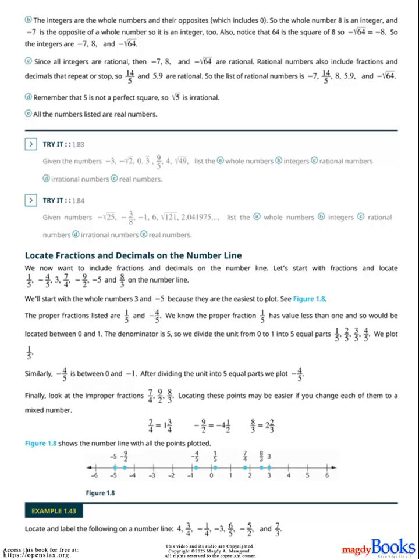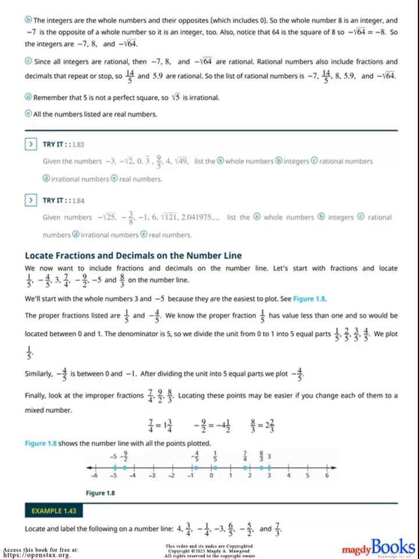1.4.7. Locate fractions and decimals on the number line. We now want to include fractions and decimals on the number line. Let's start with fractions and locate 1/5, -4/5, 3, 7/4, -9/2, -5, and 8/3 on the number line. We'll start with the whole numbers 3 and -5 because they are the easiest to plot.